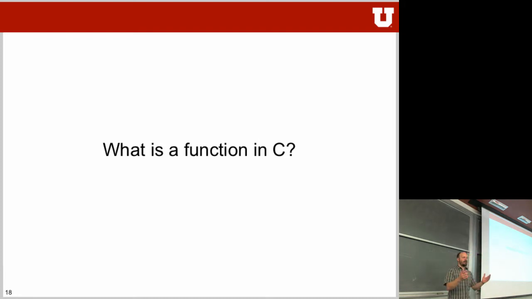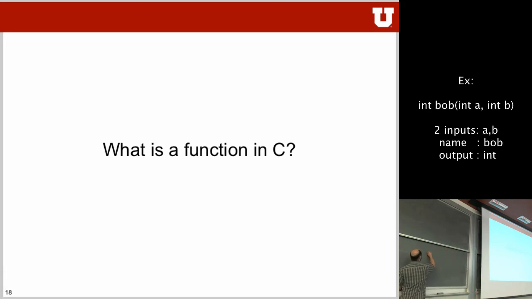What do you have? Inputs, outputs, scope. A name probably, right? So let's take as an example int Bob(int a, int b). Right. That's a C function header. It will tell us that it has two inputs. Its name is Bob, and it will output an integer.